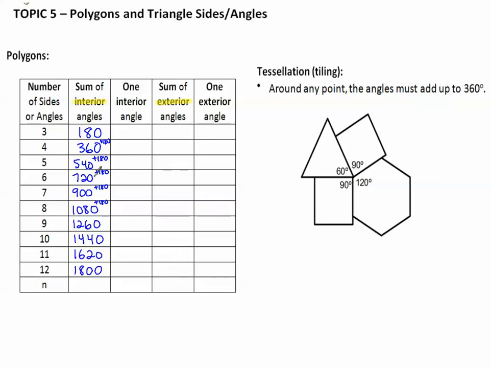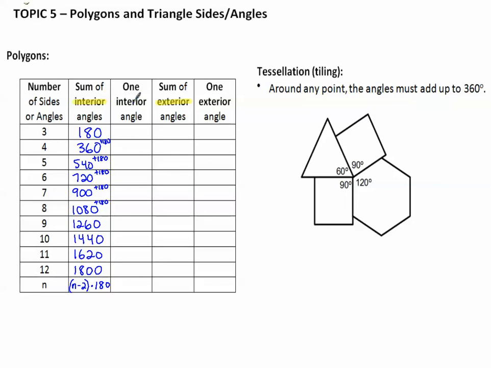So we get 720 plus 180 makes 900, plus 180 makes 1080, plus 180 makes 1260, plus 180 makes 1440, plus 180 makes 1620, plus 180 makes 1800, and we could keep going. Now you could remember the special formula that's n minus 2 times 180, where n is the amount of sides or angles, or you could just make this list real fast before you take the SOL on your scratch paper.